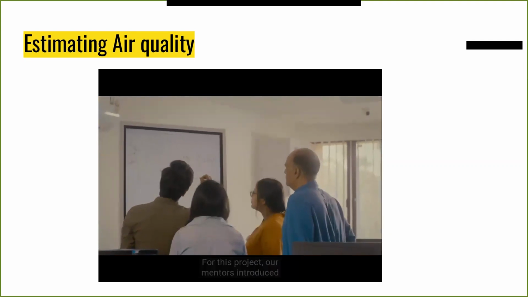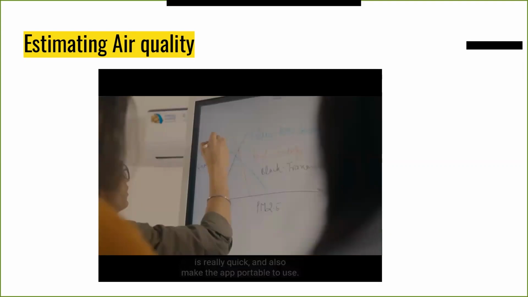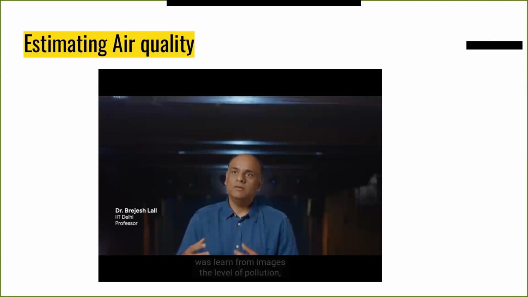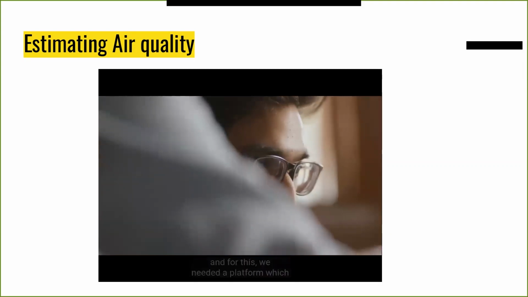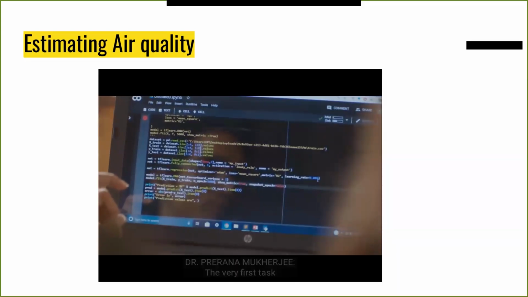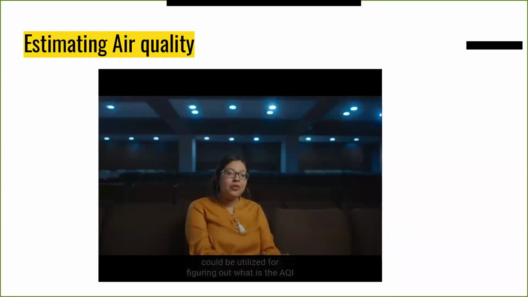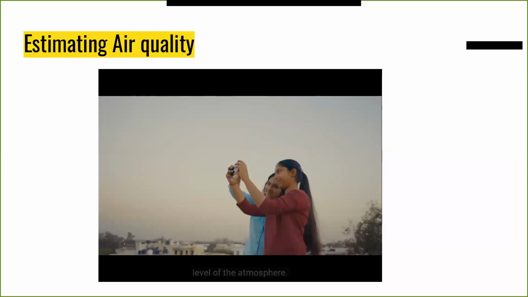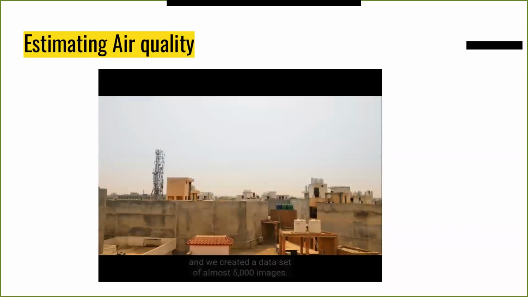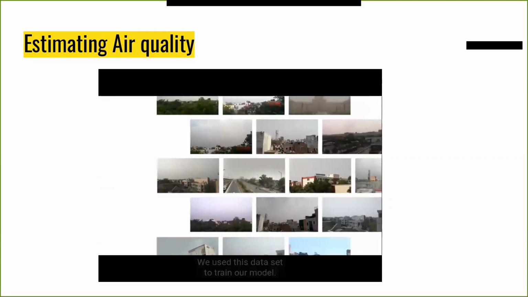For this project, our mentors introduced us to TensorFlow. It helps us to do on-device computing, which is really quick, and also makes the app portable to use. What they needed to do was learn from images the level of pollution. And for this, we needed a platform which was easy to tailor and current. The very first task was to capture an image and extract certain features which could be utilized for figuring out what is the AQI level of the atmosphere. We clicked images in various locations of Delhi and we created a data set of almost 5,000 images. We used this data set to train our model.